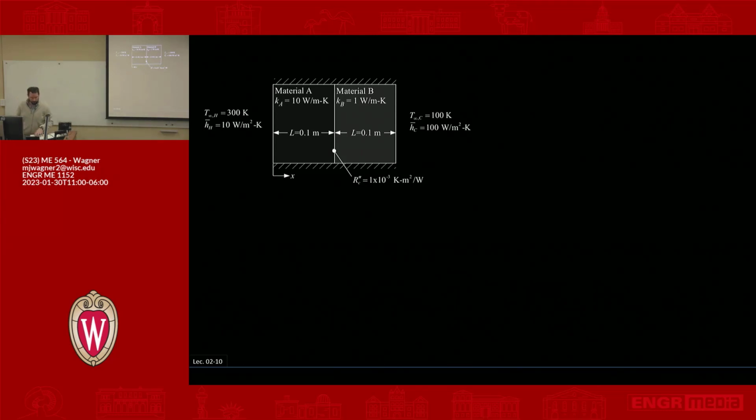So let's think a little bit about how to organize this. What you're going to want to do is draw a resistance network. So let's start. This problem goes left to right, but just to fit it in, I'm going to go top to bottom on my resistance network.